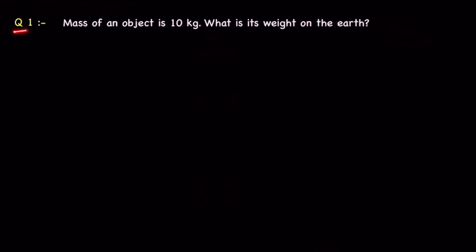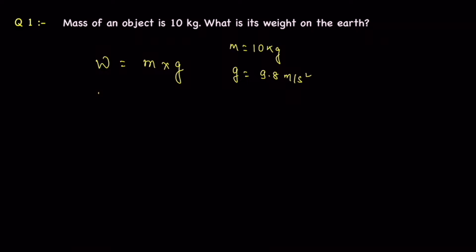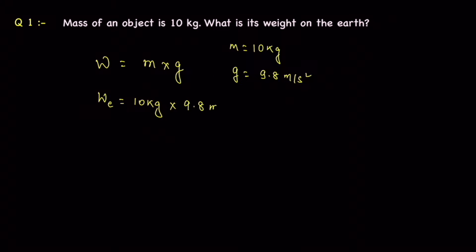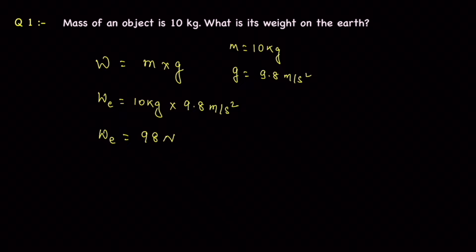Here in question 1, mass of the object is 10 kg. What is its weight on the earth? So we know that W is equal to M into g. And here mass we consider as 10 kg, g is equal to 9.8 meter per second square. If we substitute the value, weight on earth is equal to 10 kg into 9.8 meter per second square. So W is equal to 98 Newton. This is the answer. Let's try one more question.